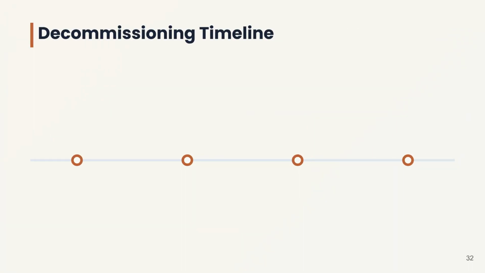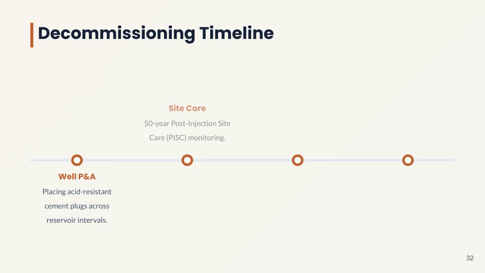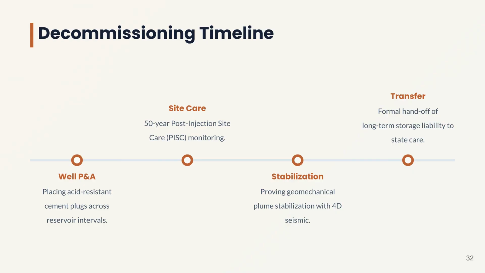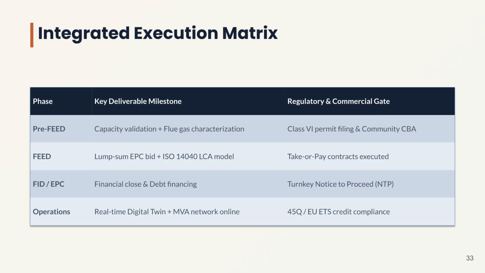The decommissioning timeline encompasses well plugging and abandonment using acid-resistant cement, 50 years of post-injection site care, verifying geomechanical stabilization with 4D seismic monitoring, and the final formal transfer of long-term storage liability to the state. This integrated execution matrix provides a structured framework for managing the various components and phases involved in full-chain CCUS project operations. It is essential to align all project activities with recognized academic and industry standards.